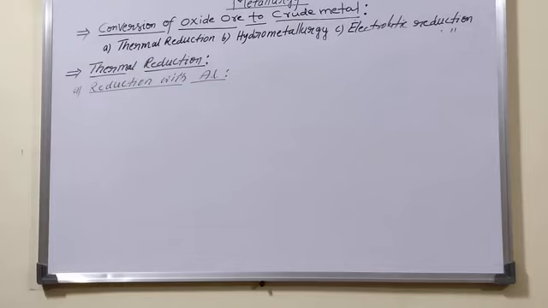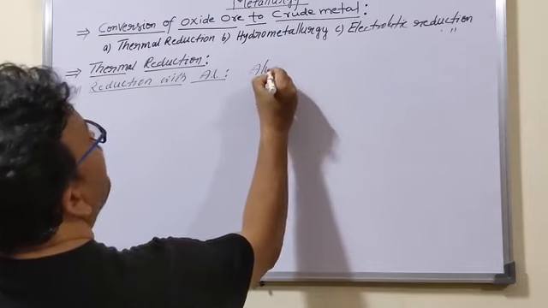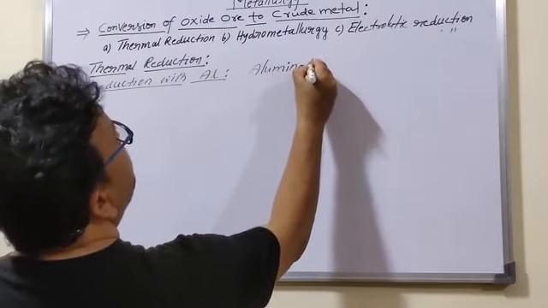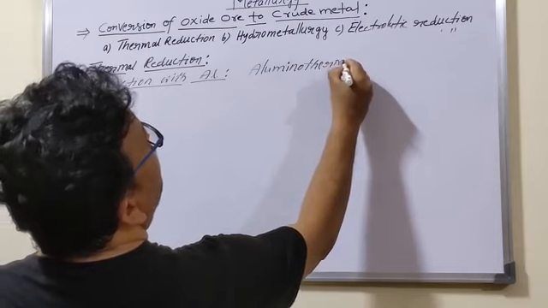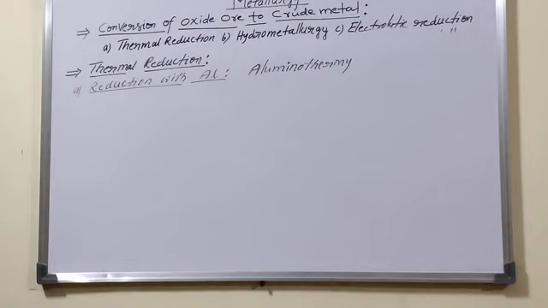When aluminum is used as a reducing agent, this process we call aluminothermy. Aluminum powder is used as the reducing agent. The process of reducing metal oxide to metal in the presence of aluminum powder is called aluminothermy.